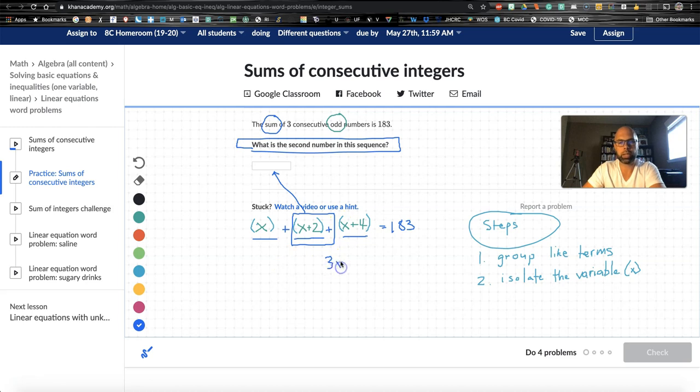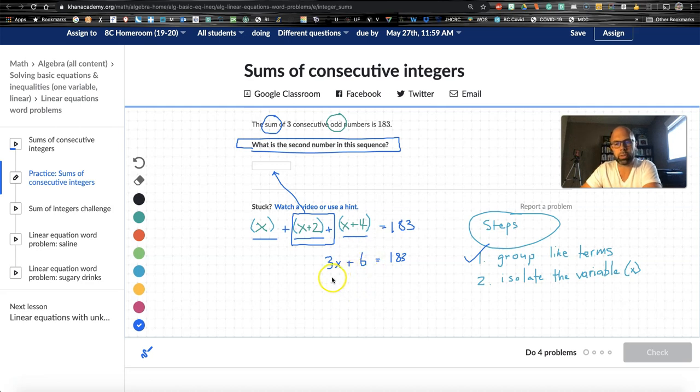3x plus, and obviously we're pulling the numbers together. We've got 2 plus 4, so that's 6, equals 183. All right, so we've done step 1, right? Now we need to isolate the variable. So we want to get the x by itself. My next step is going to be to focus on this 6.